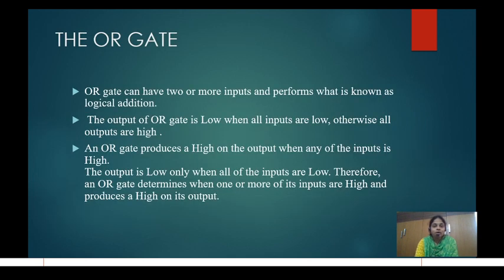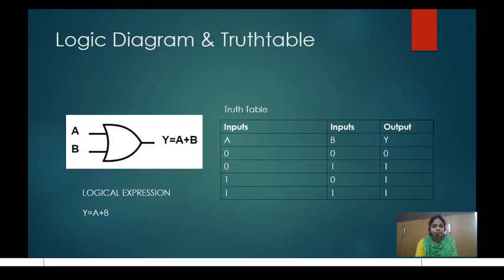OR gate. The OR gate has two or more inputs and performs the logical addition operation. The output of the OR gate is low when all the inputs are low. In the remaining cases, the output will be high. Coming to the logic diagram and truth table, this is the logic diagram for the OR gate, and this is the logical expression y is equal to a plus b.